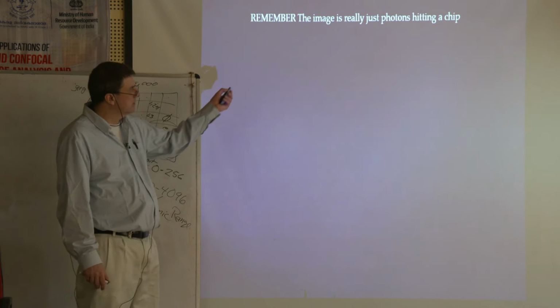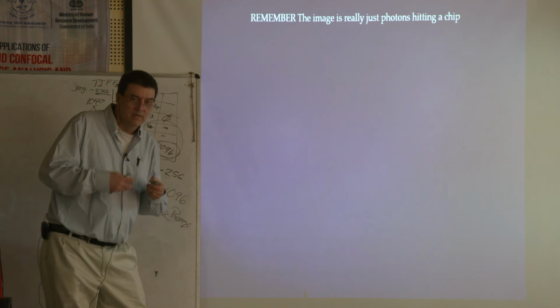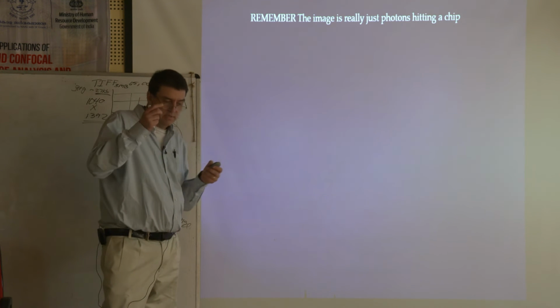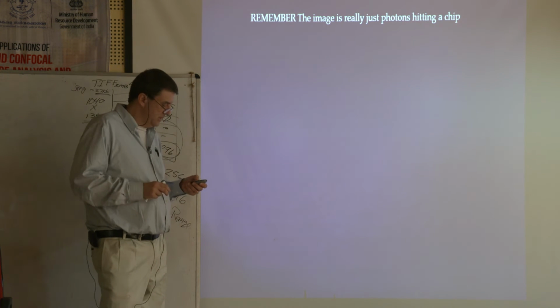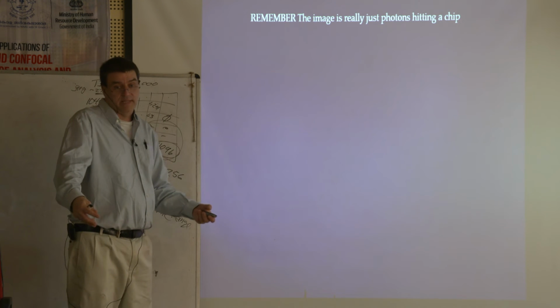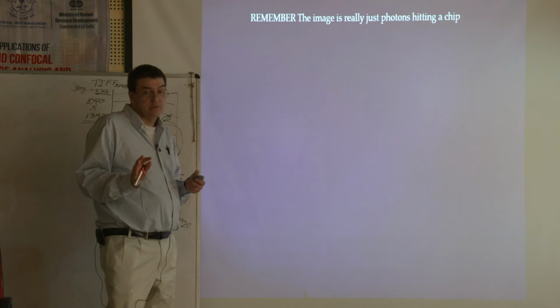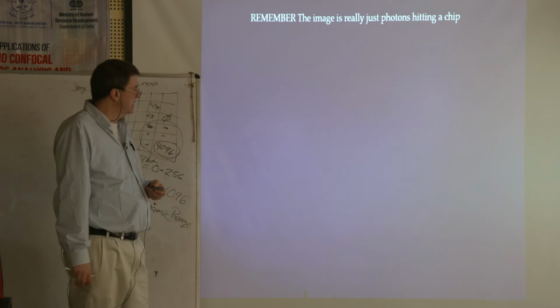Remember, the image is just photons hitting a chip. It's not a color image, per se. It's just photons hitting a chip. Today we'll talk about fluorescence, where only certain photons are allowed to get through to hit the chip, and that's why we sort of associate it with color. But it's just photons hitting a chip.